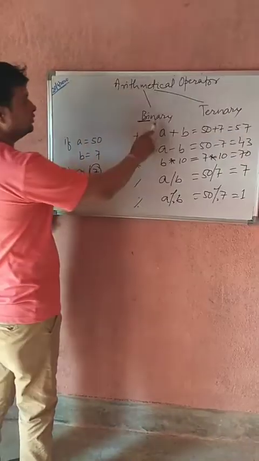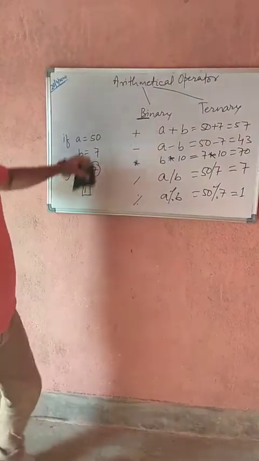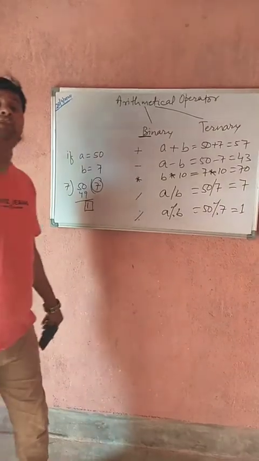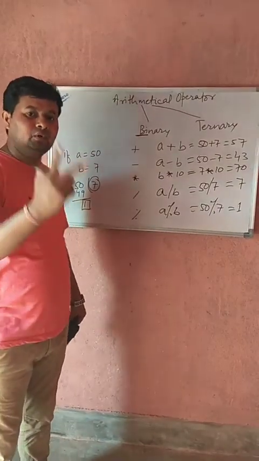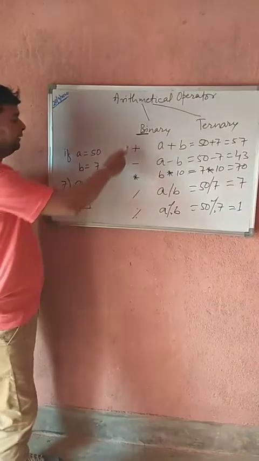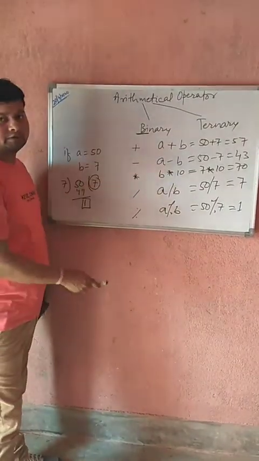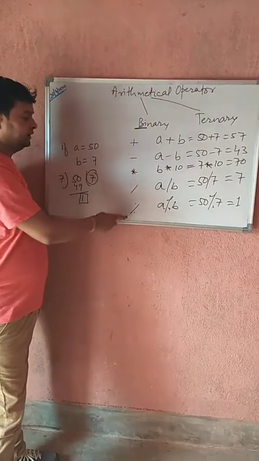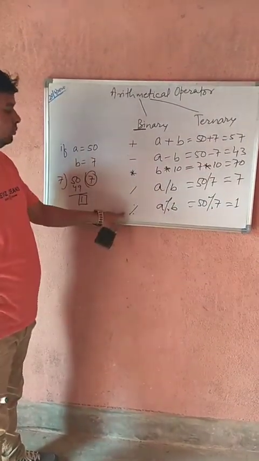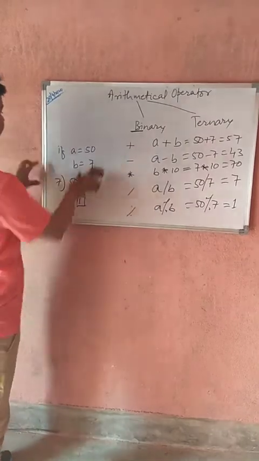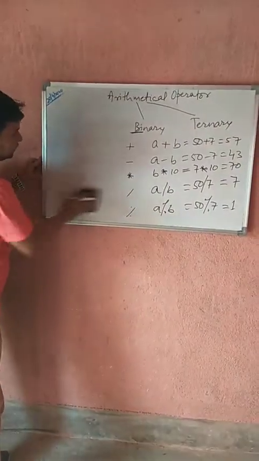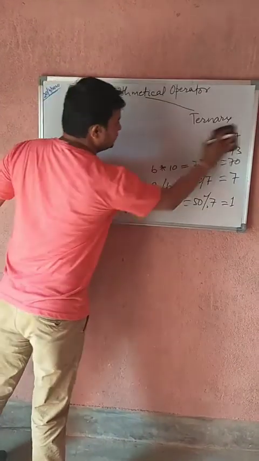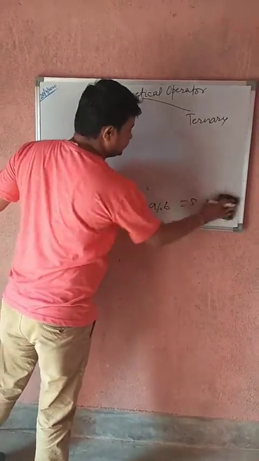Okay. So this is a binary operator. Once again, a binary operator is an operator which always works with 2 operands. We have 5 binary operators: plus, minus, multiplication, division and modulus. This is called modulus. Okay. Next one we will see. So this binary is also over.